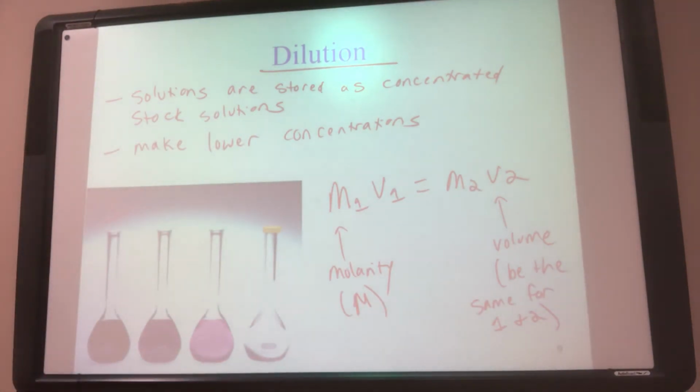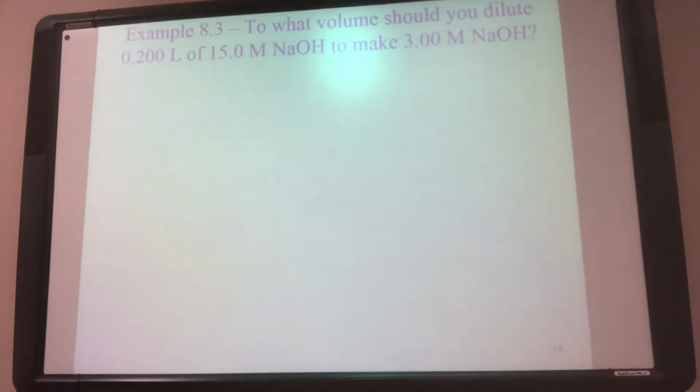Alright, so let's look at an example problem. To what volume should you dilute 0.2 liters of 15 molar NaOH to make 3 molar NaOH? So what am I trying to do? What am I looking for?